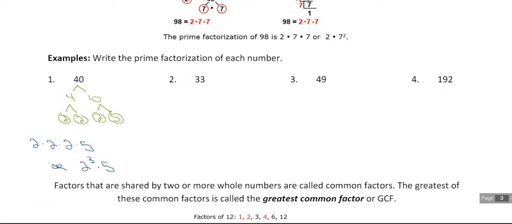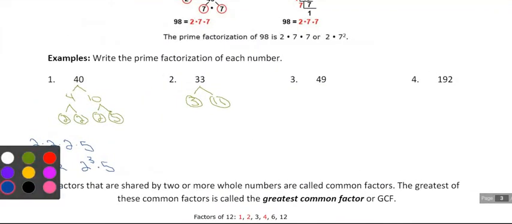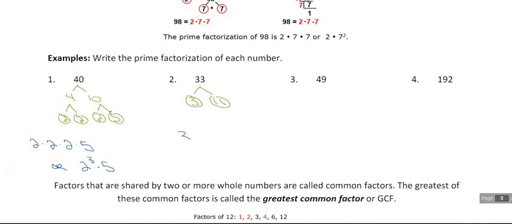If we look at number 2, 33, 33 is divisible by 3, and 3 times 11 gives us 33. Both 3 and 11 are prime, therefore our prime factorization is done. So it's just 3 times 11.